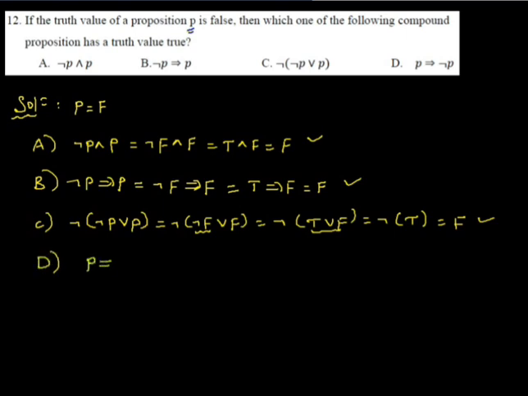So P implies the negation of P, where P is false, gives false implies the negation of false, meaning that false implies true. This is definitely true. Therefore, the answer for this problem is D. All the rest, in A, in B, in C, are false. So the compound proposition having a truth value true is the case in D.